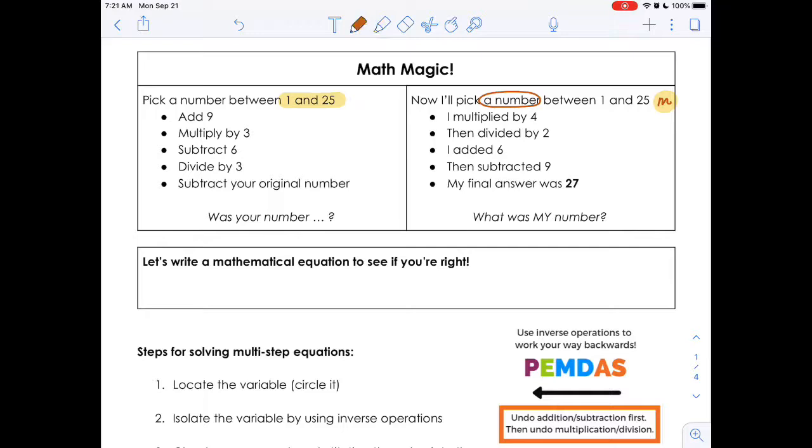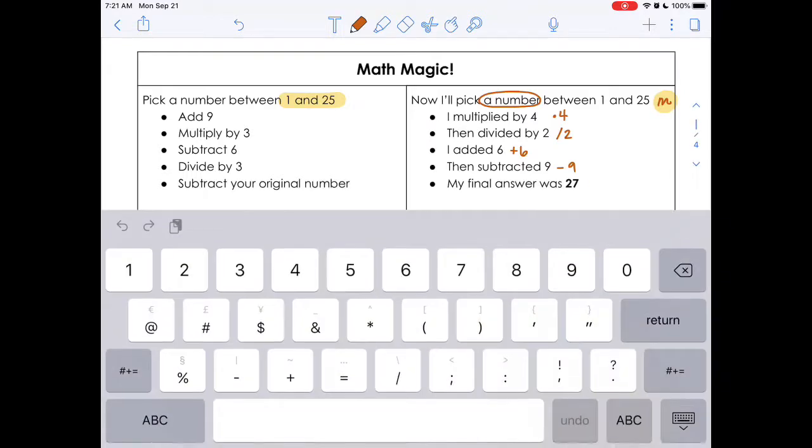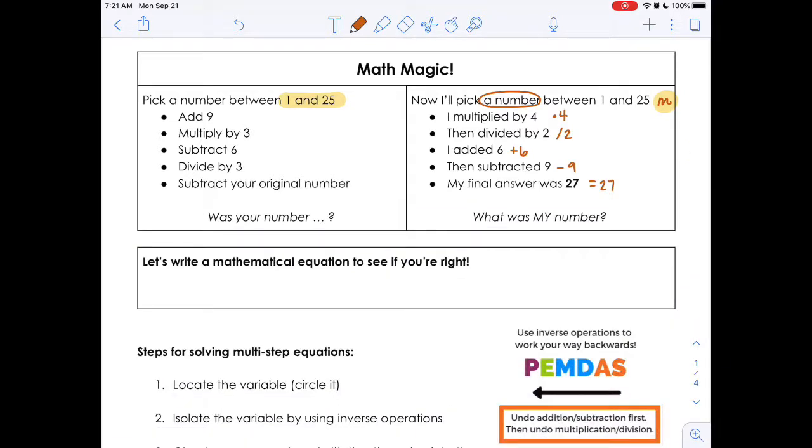Then we'll just walk through and briefly talk about how to annotate each of these steps. So if I multiplied by 4, that means I'm going to multiply by 4. Divide by 2 means I'm going to divide by 2. Add 6 means plus 6. Subtract 9 means minus 9. And then my final answer was 27, meaning when I did all these things, it was equal to 27, okay? So let's try and put all of these steps together into one mathematical equation.